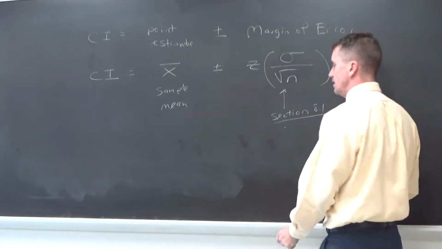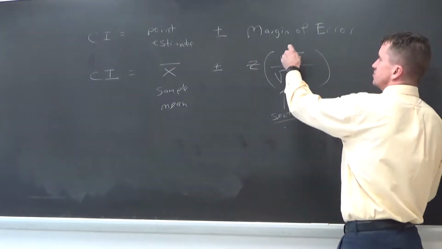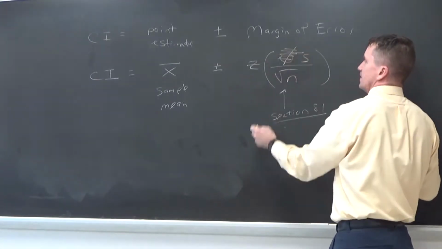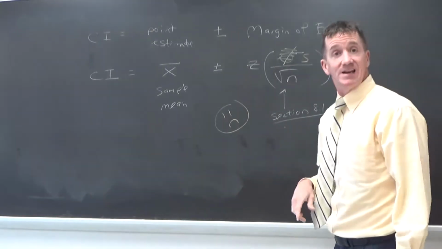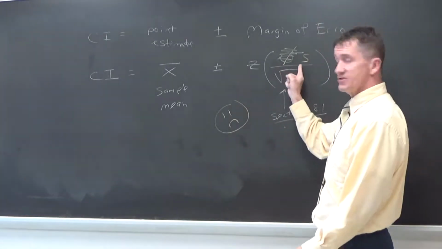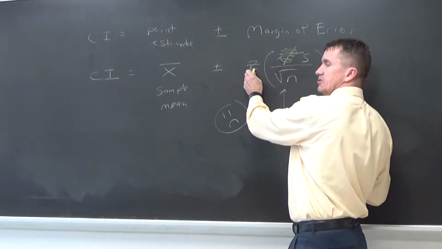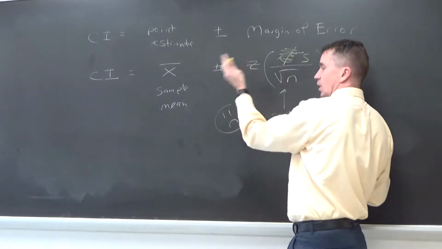All right, let me get out the yellow chalk. So he replaced this with a what? With an s. All right, great. But then he had trouble, so I'm going to put the sad face. He realized he had a problem, right? Because of small sample sizes, this really wasn't working too well. So he created what's called the t-distribution. Don't worry, he fixed it.